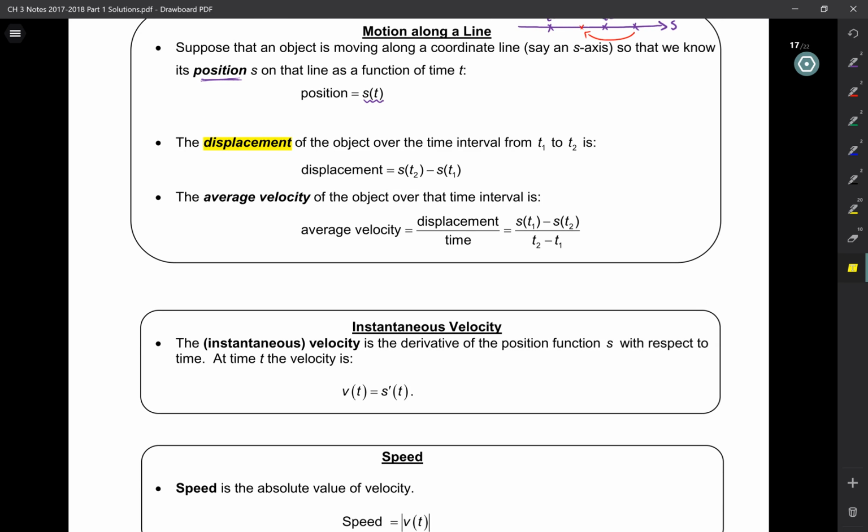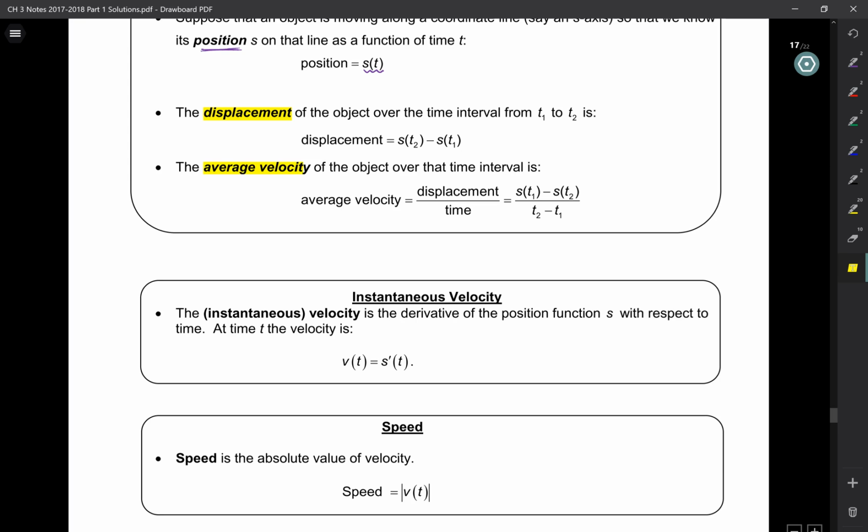So this is from T1 to T2, right? Okay, average velocity is the displacement over the time. So how much total distance did I cover, divided by the total time. So it's S of T2 minus S of T1, over T2 minus T1. Oh, this should be T2 minus T1 here. There's a typo. It has to be consistent, okay?